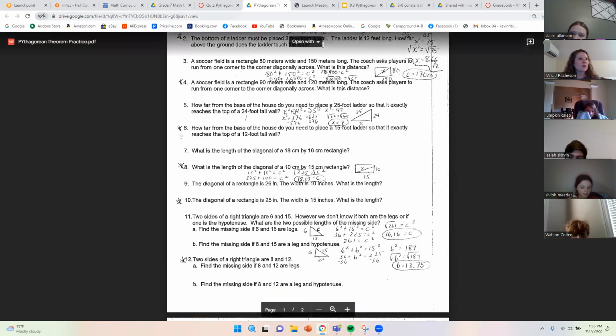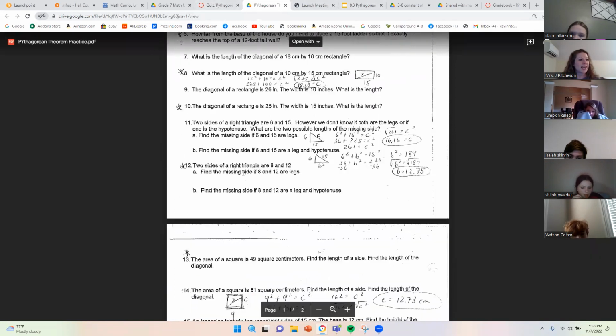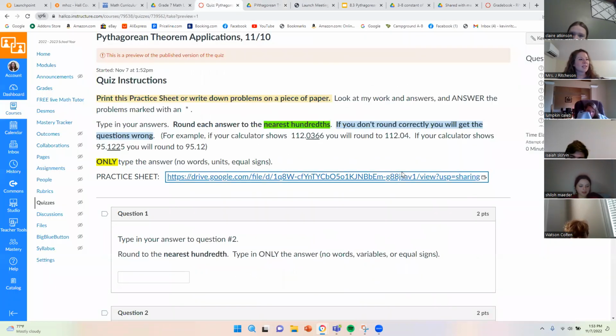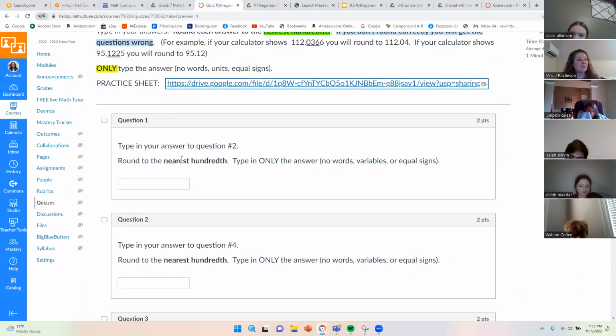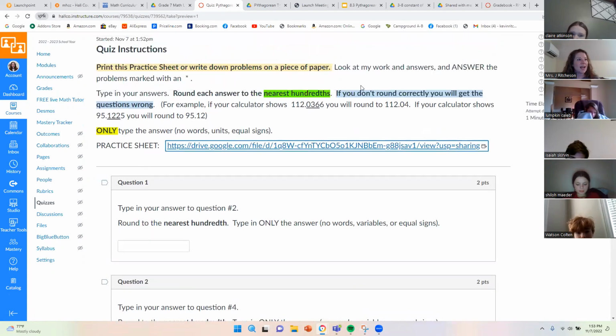So then when you go to put your answers into Canvas, it'll say, type your answer to question number 2. So it's all coming from that sheet that you have access to. You are going to type your answer here and round it to the nearest hundredths. Okay, so make sure you know how to round correctly. I'm very specific up here in my directions. It says round each number to the hundredths. If you don't round correctly, you'll get the questions wrong.